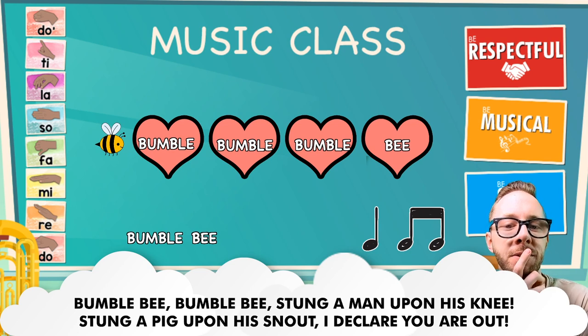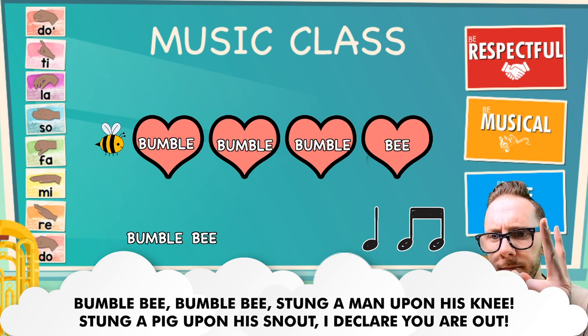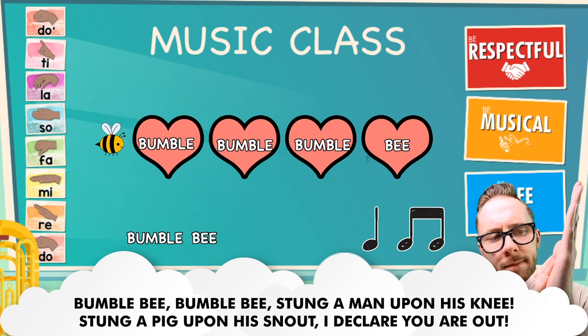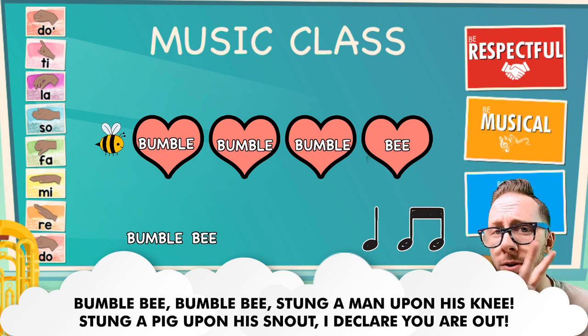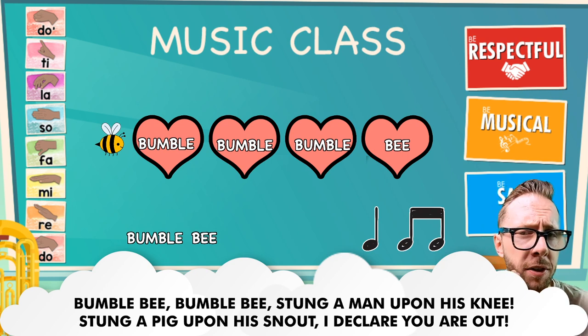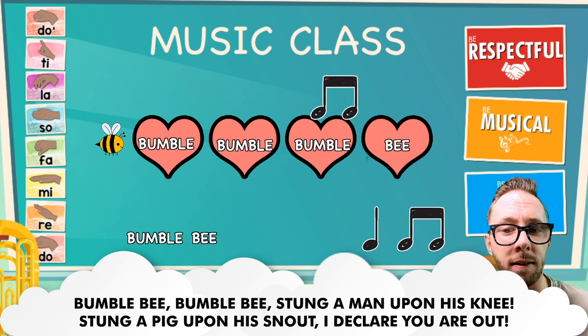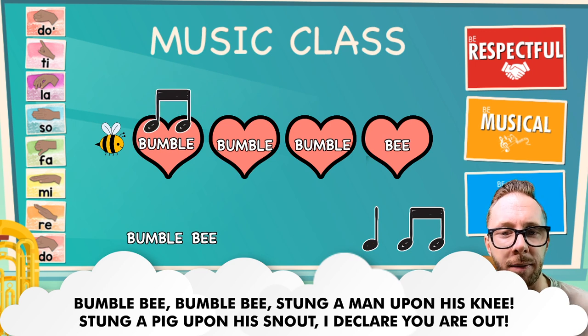If I see the word bumble, am I thinking that makes one sound or two sounds? Bumble. Well, when I clap it, I clap my hands twice. So that's going to be two sounds. And we know in first grade that a rhythm that makes two sounds per beat is a TT. So I'm going to put the TT up above the bumble. And next, the next beat also has the word bumble. So I think I'm going to put another TT.